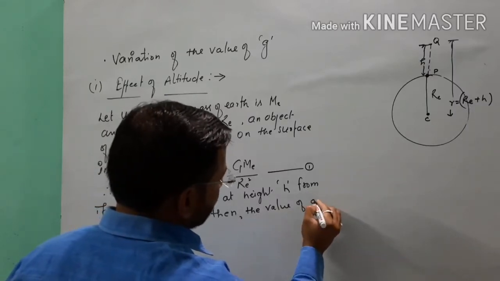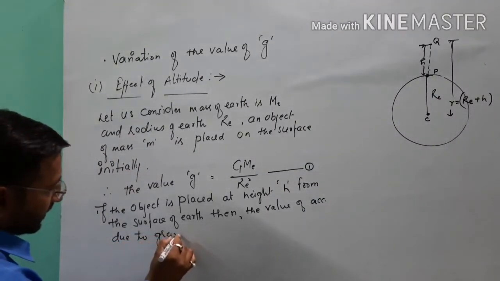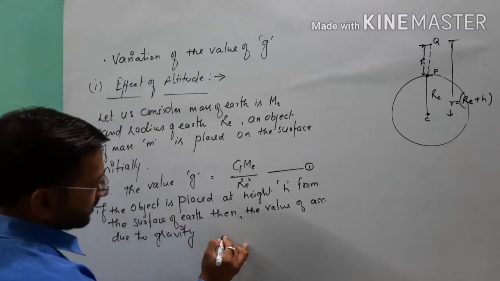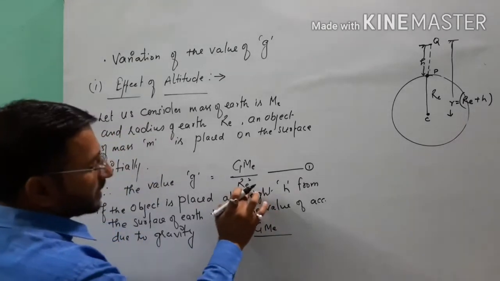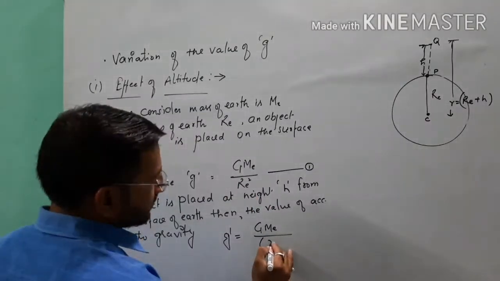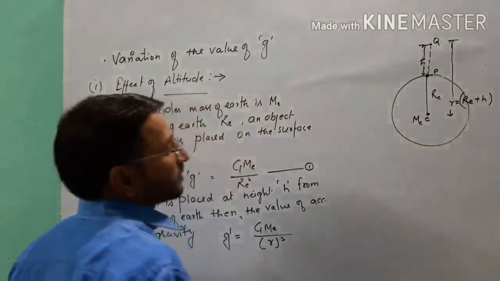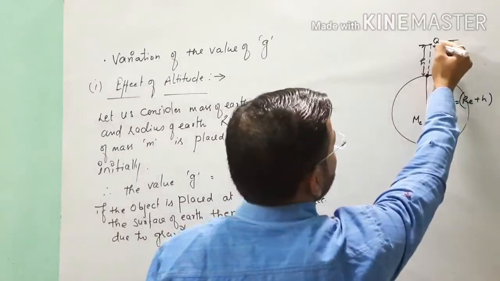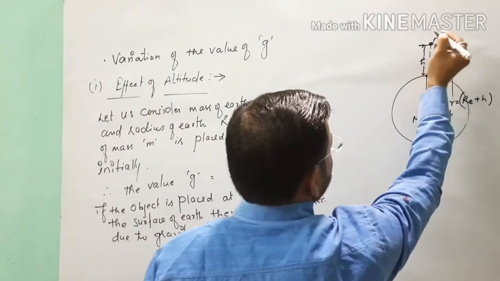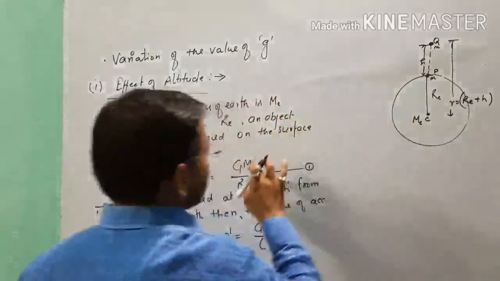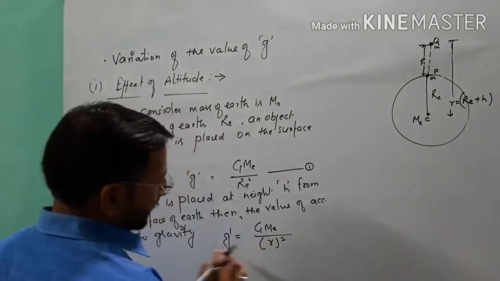Now the value of acceleration due to gravity here we can represent as g dash, which is equal to G Me over, in place of RE, I will write small r square. You can see the distance between these. Here it is the center of Earth of mass Me, and suppose initially the object of mass m is placed here and finally it is at a certain height. So for that condition and this condition we have written here and there. Point clear? This is our second equation.